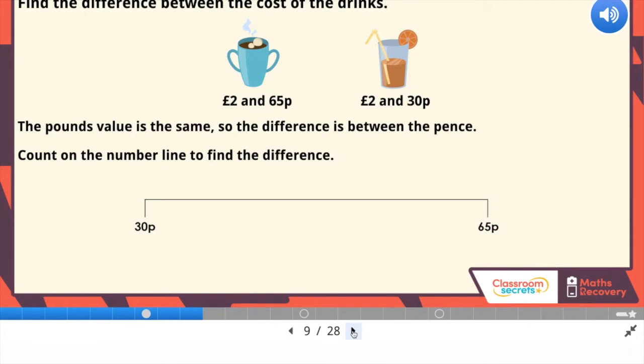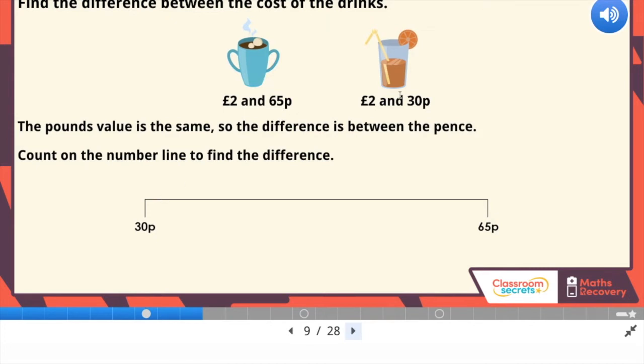Now we could do this using a number line. Find the difference between the cost of the drinks. The pounds value is the same. As you can see, this drink might be hot chocolate with marshmallows inside. Yum, yum, yum. It's £2 and 65p. This orange juice is £2 and 30p.